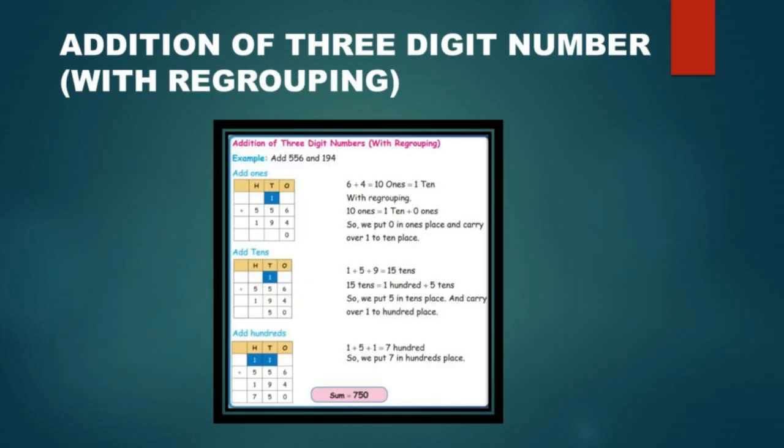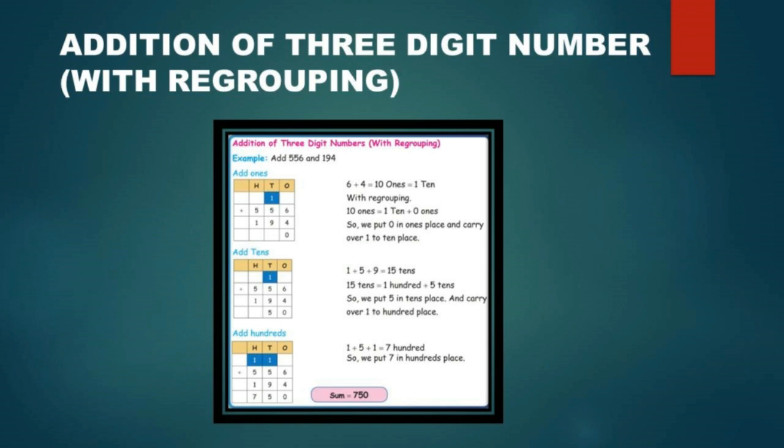Next one, we are going to see addition of 3-digit numbers with regrouping. Regrouping means with carry. Let us see one example for regrouping. Add 556 and 194. First number is 556. 6 must be in ones place, 5 must be in tens place, and 5 must be in hundred place. The next number is 194. 4 must be in ones place, 9 must be in tens place, and 1 must be in hundred place.